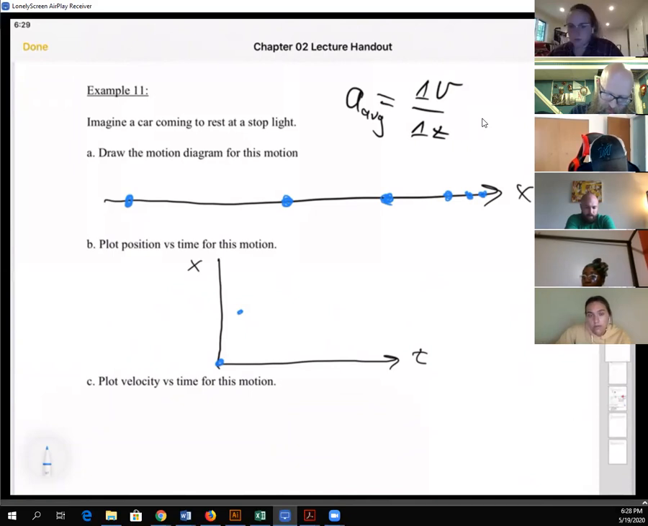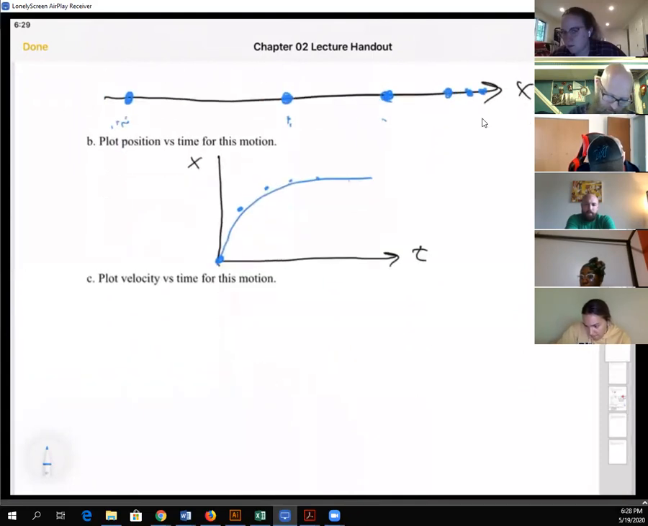So these first two points would be like these first two. And then the next two points, like this one to this one, is a little smaller. So that could be like right here. And the next two would be a little smaller still until we're pretty much stopped. So that would look kind of like this. Right? What does velocity versus time look like for this?